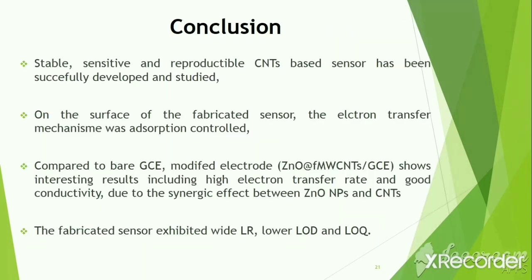So before we finish our presentation, let's summarize what we have seen in this work. We have successfully proposed and developed a sensor which is stable, sensitive, and also reproducible. We have talked also about the effects of the modification of the surface using the nanohybrid and how it was really effective in improving the sensor's electroanalytical performance.